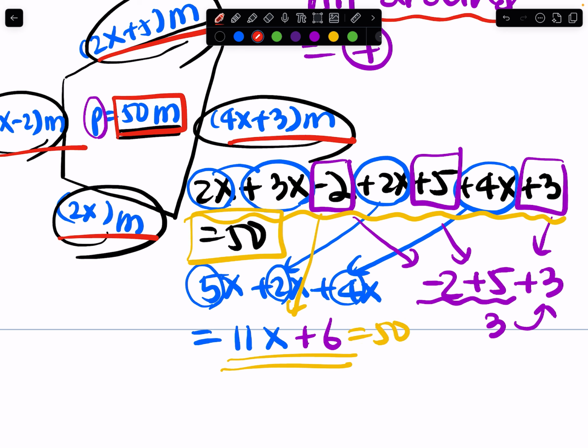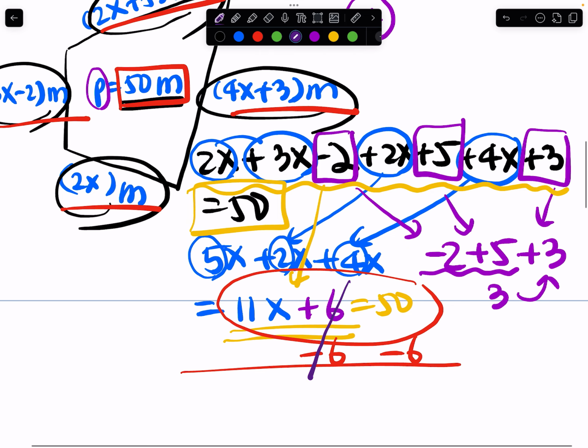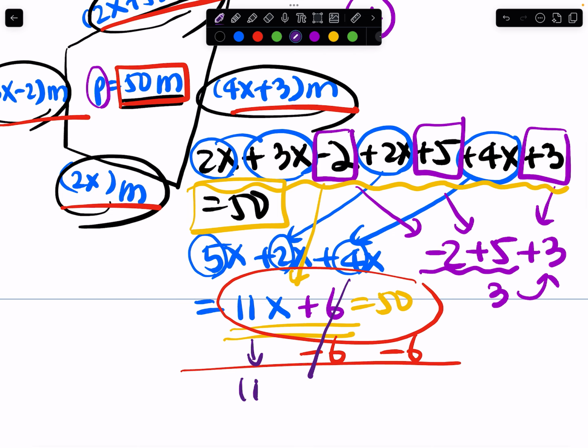Now all you have to do is just solve this equation. You'll know how to do that. Minus 6 minus 6. Purple. That's right. I will use purple. Summer wants us to use purple. So inverse operation minus 6. Cancel that part, which brings down 11x is equal to 50 minus 6 gives you 44.